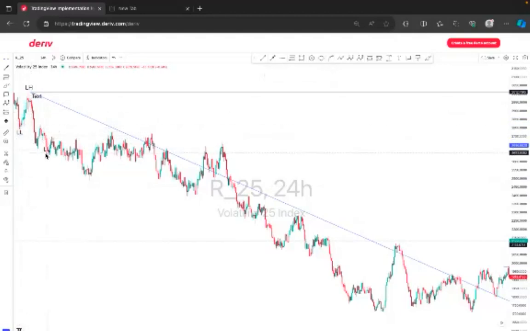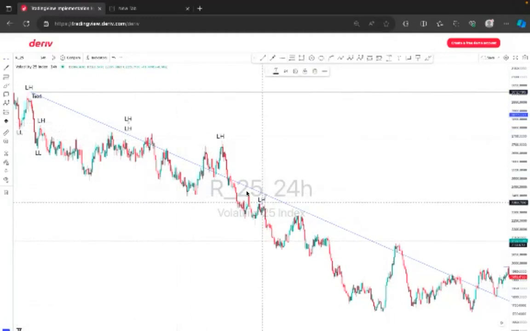Any low, you can use this. You can just try and make them feasible. You understand? So this will be another lower high. Let's even label all the lower highs. Lower high. Lower high. What is this? Lower high.